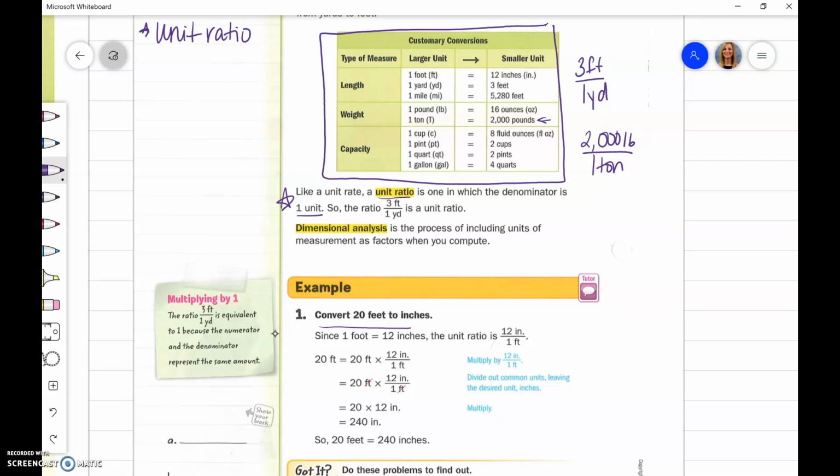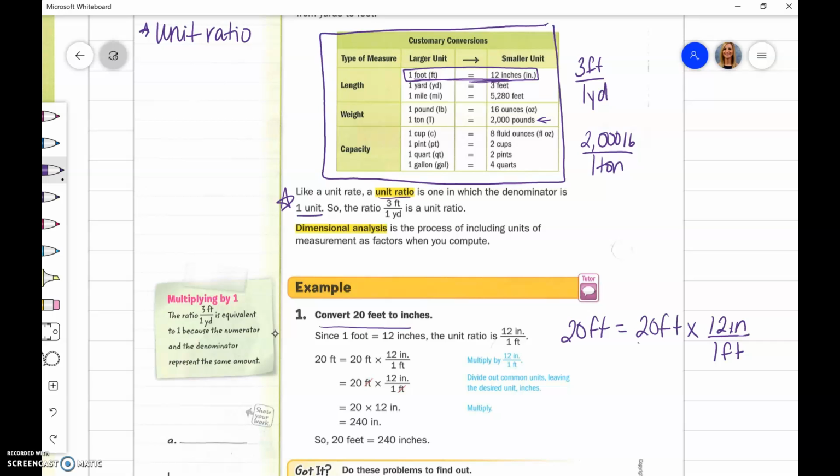So when I look at feet to inches, I have inches to foot right there. There we go, okay. So I know that 20 feet is really me taking 20 feet times, what do I know? That there are 12 inches in 1 foot. Okay, so there's 12 inches in 1 foot.